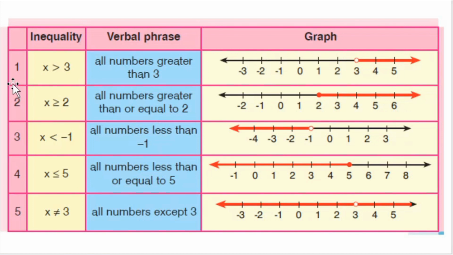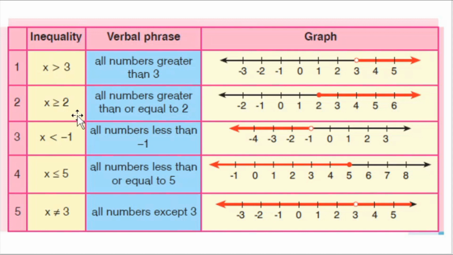So number one, in this example, we have x is greater than 3. Or we could say that all numbers greater than 3. So as you can see on the graph, all numbers are going to the right of 3. And we use the open dot to specify that x is greater than 3, meaning the value of 3 is not included.